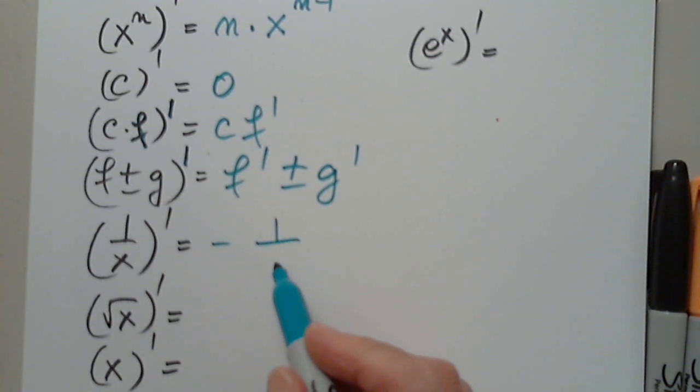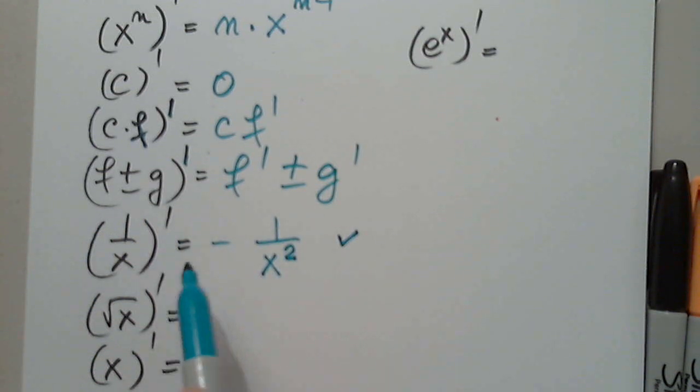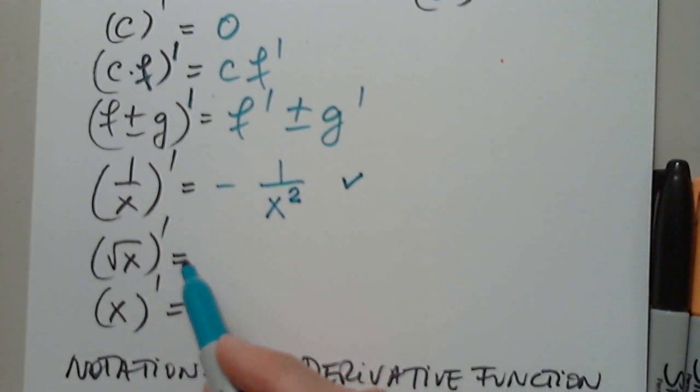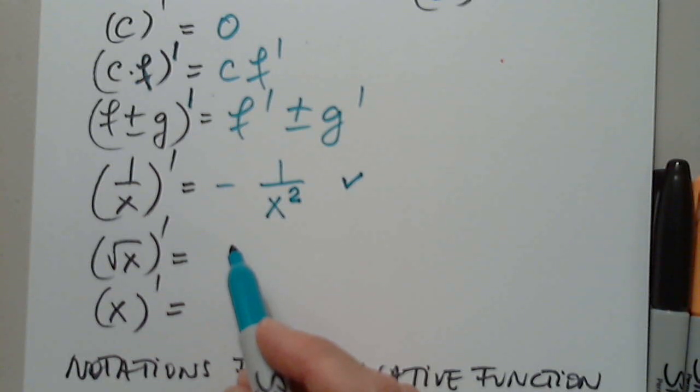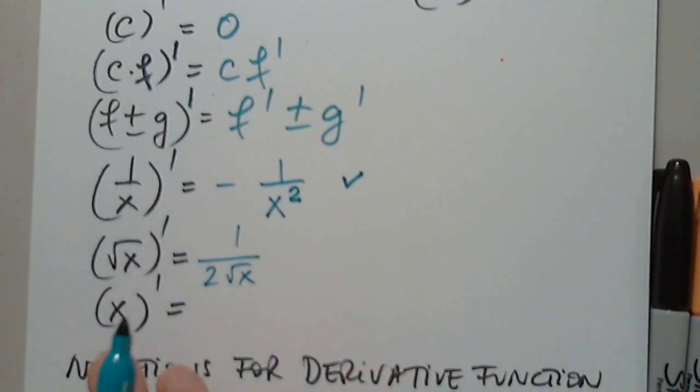Minus 1 over X to the power 2. So this is a very important rule, so please remember this rule. Very good. The square root of X prime. 1 over 2 times the square root of X. Excellent. X prime.